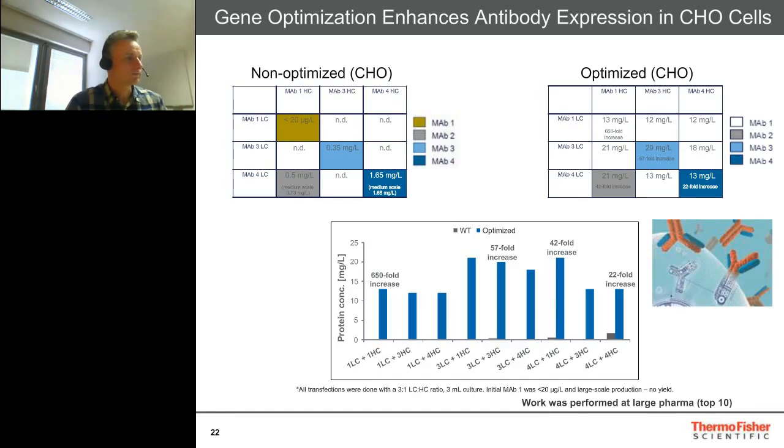And here you can see how the fold increase was. In this case, it was really impressive. So from nothing to considerable amounts of milligram per liter of antibody, basically, were possible in that case. So basically, the gene optimization turned this project into a possible project. Otherwise, with the wild type gene, it wasn't possible.